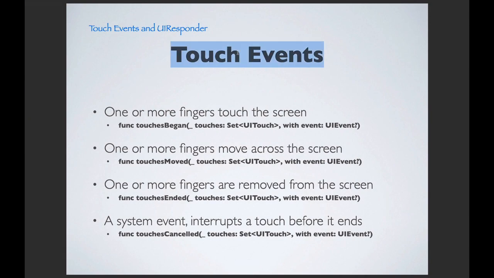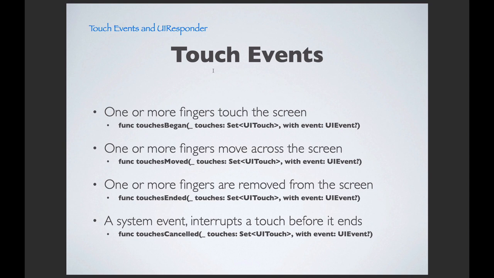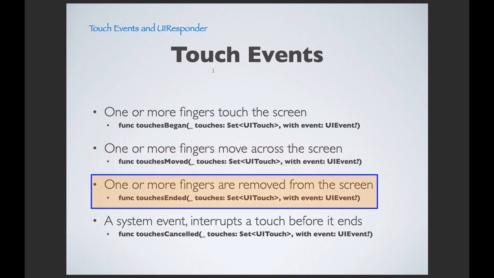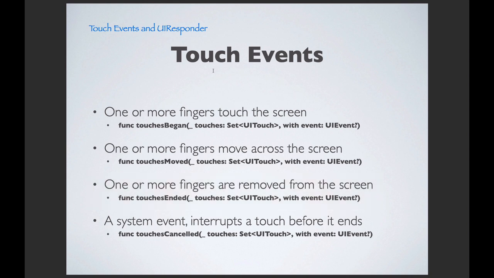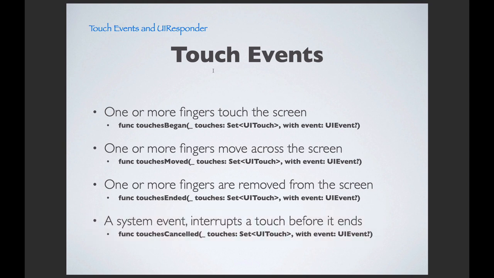Touch events. As a subclass of UIResponder, a UIView can override four methods to handle the four distinct touch events. One or more fingers touch the screen. One or more fingers move across the screen. And one or more fingers are removed from the screen. Finally, a system event like an incoming phone call interrupts a touch before it ends.